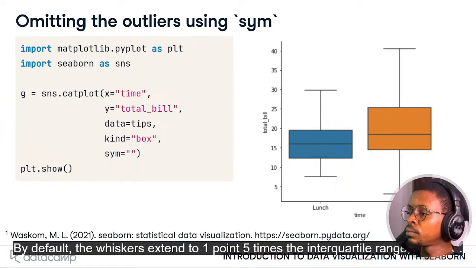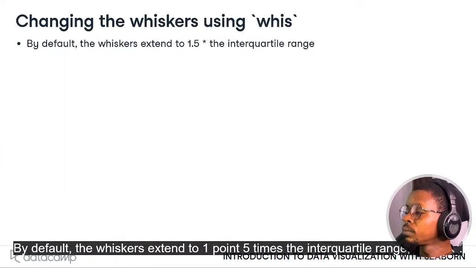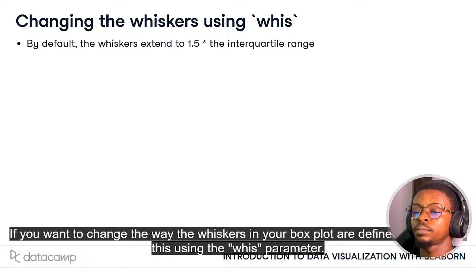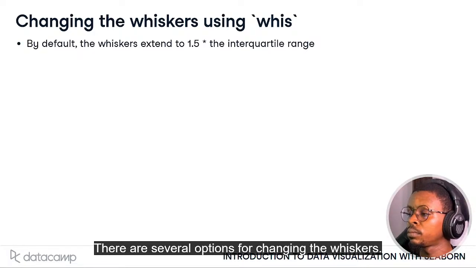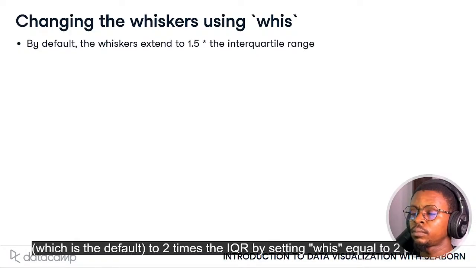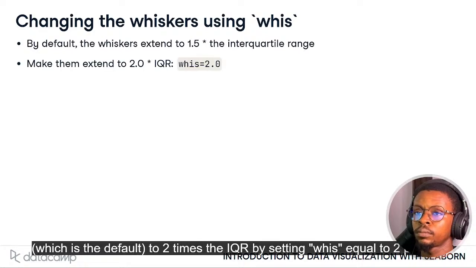By default, the whiskers extend to 1.5 times the interquartile range, or IQR. The IQR is the 25th to the 75th percentile of a distribution of data. If you want to change the way the whiskers in your box plot are defined, you can do this using the whis parameter. There are several options for changing the whiskers. You can change the range of the whiskers from 1.5 times the IQR, which is the default, to 2 times the IQR by setting whis equal to 2.0.